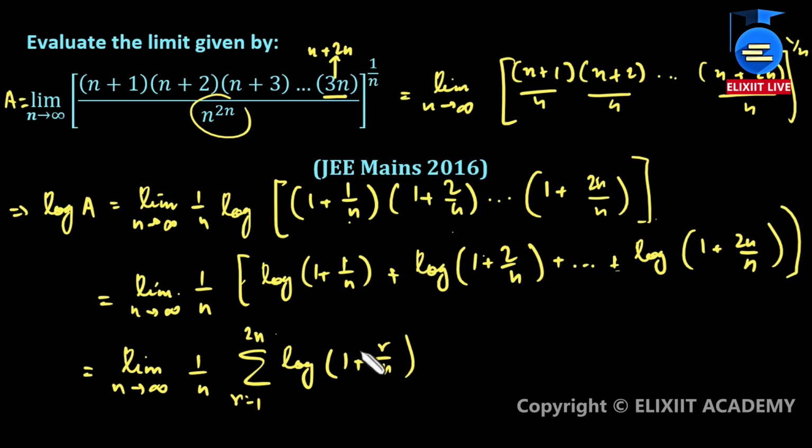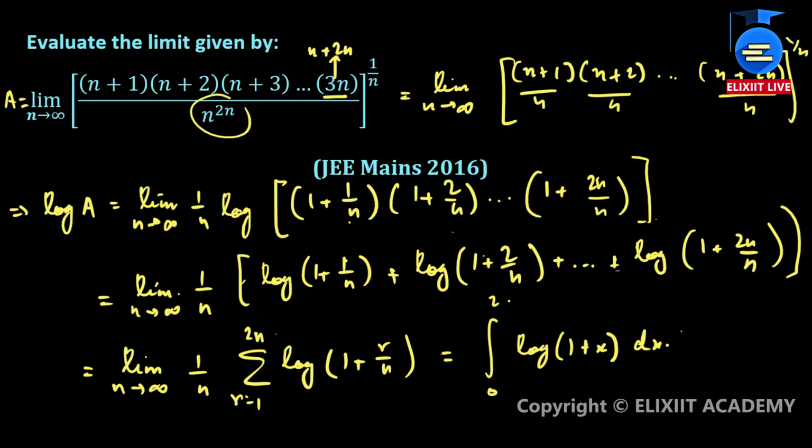You put r equals 1, so this will become 1 plus 1 by n. You put r equals 2, so this will become 1 plus 2 by n. You put r equals 2n, this will become 1 plus 2n by n. So that's why we are getting sigma going from r equals 1 to 2n. Now this is simple integration. So this will be integration 0 to 2, because limits are going from r equals 1 to 2n. So obviously integration limits will be going from 0 to 2 and the function of r by n. So this is basically r by n replaced by x. So we have log of 1 plus x dx.